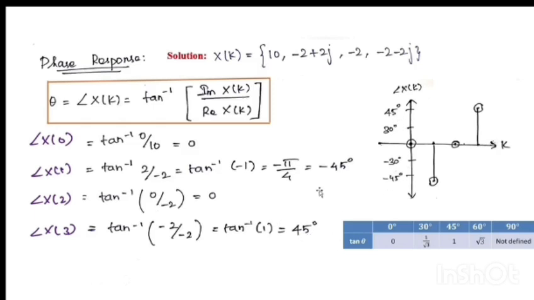Now I am going to plot this in a graph where the x-axis will be k and the y-axis will be the phase response. So first x of 0 will be nothing but 0. X of 1 is minus 45 degree. X of 2 is also 0. And x of 3 is 45 degree.